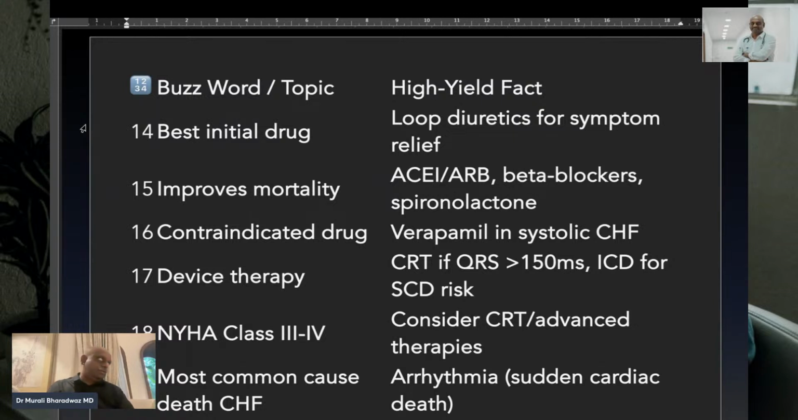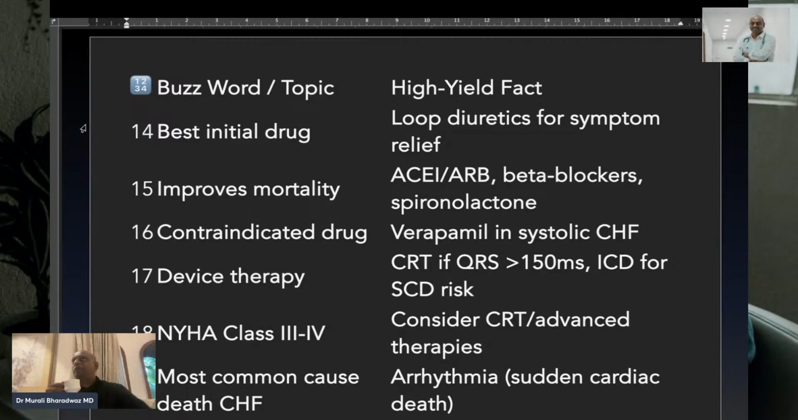Loop diuretics, because of congestion, decongest the pulmonary circulation and relieve dyspnea. In the long run, what do you need to give? Beta blockers, spironolactone, ACE inhibitors. They will all improve mortality. Which drug is contraindicated in systolic failure?